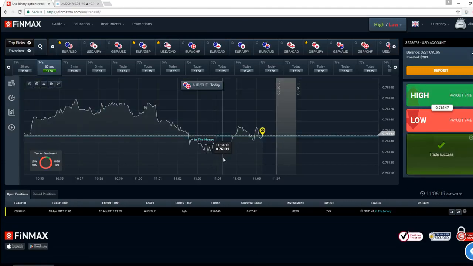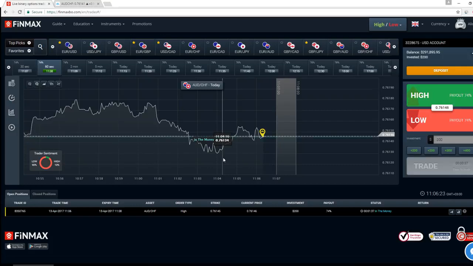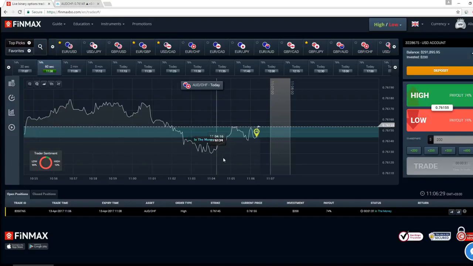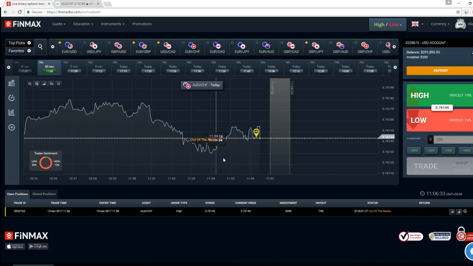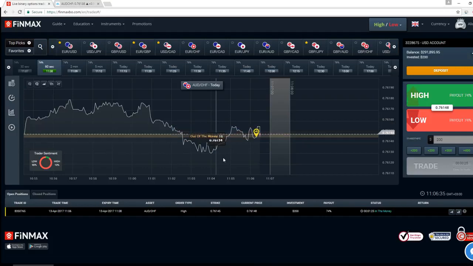That's good. And as usual, I'm planning to write down the trades that I'm using, the trades that I have opened, in order for me to control everything and to understand where we are going. So that's Australian dollar to Swiss franc. That's the first trade for 1 minute for high.